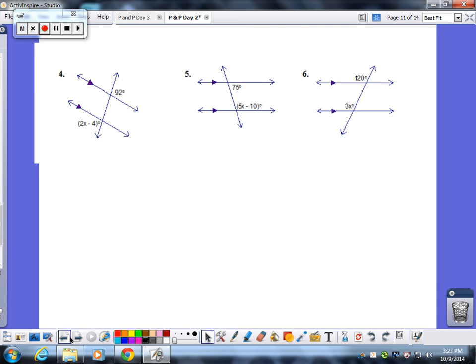Let's go back to example 5. Here, if you notice, we have consecutive interior angles. Consecutive interior angles are the only one that's different from the other three, as they are supplementary. So 5x minus 10 plus 75 is going to equal 180 degrees. That's different from the other three, which are congruent. So those you would set equal to each other.